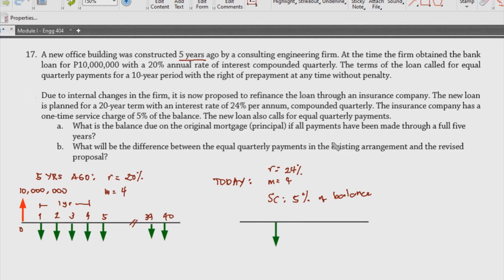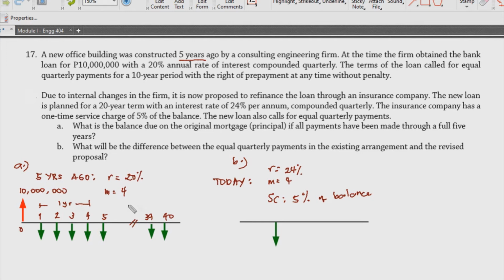What is the balance due on the original mortgage if all payments have been made through a full 5 years? For A, we first compute what we still need to pay. Let's use the original setting first. This is actually the cash flow for A because we have not changed anything yet. For letter B, the question is what will be the difference. So this will be for B and this will be for A, just to show you the cash flow difference.